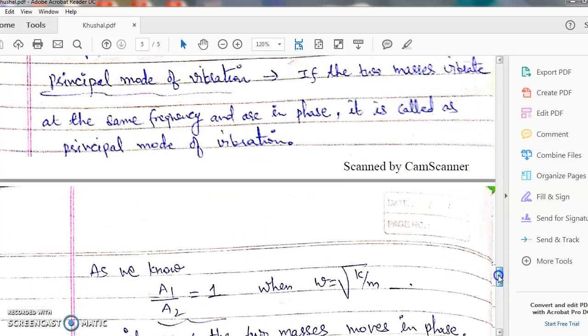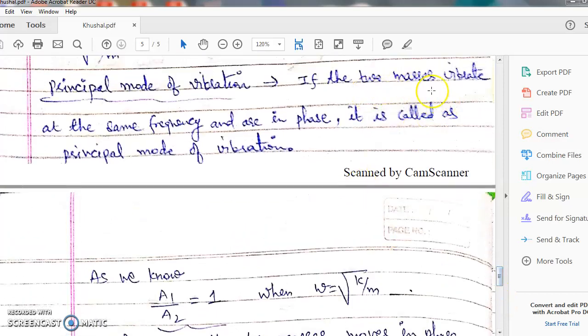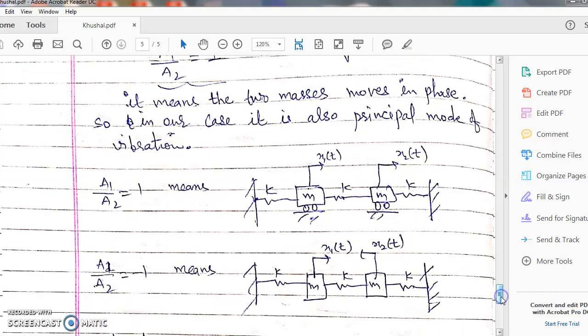So what does this definition say? If the two masses vibrate at the same frequency and are in phase, this is the case where our a1 by a2 is equal to 1, they are moving in phase. So this is also our principal mode of vibration when omega is equal to root k by m.